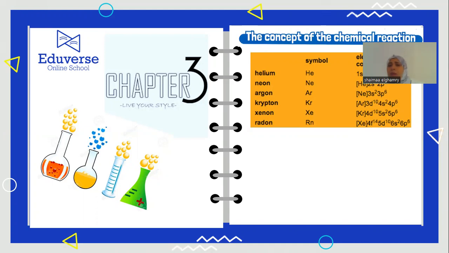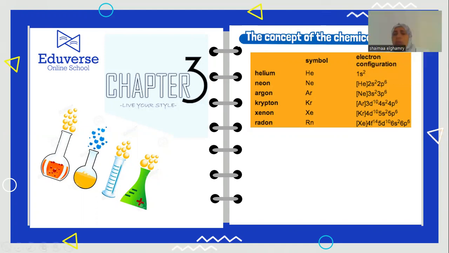The concept of chemical reaction. Why do the elements tend to share in the chemical reaction? The elements tend to share in the chemical reaction to reach stability and to achieve the electronic configuration of the nearest noble gas, so they will be stable, such as the electronic configuration of helium, which is 1s2, neon 2s2, 2p6, argon 3s2, 3p6. So as you can see, the outermost energy level of each noble gas has 8 electrons.